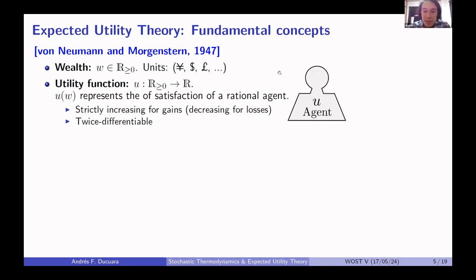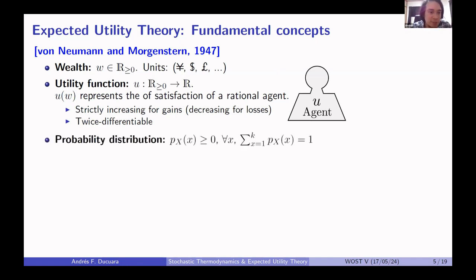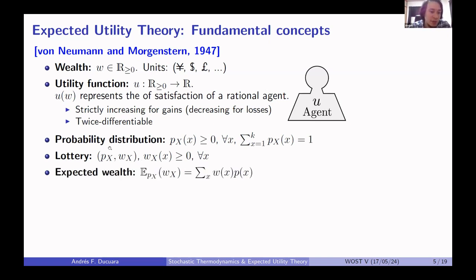Here, this is just a diagram to emphasize that the utility function is representing a rational agent. Then we just invoke probability distributions. A lottery for an economist will be a pair of a probability distribution and a list of values of wealth. And with this, we can define the expected wealth, just like this.